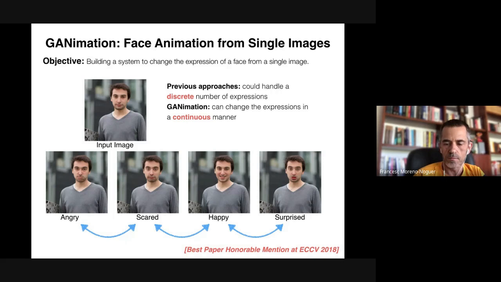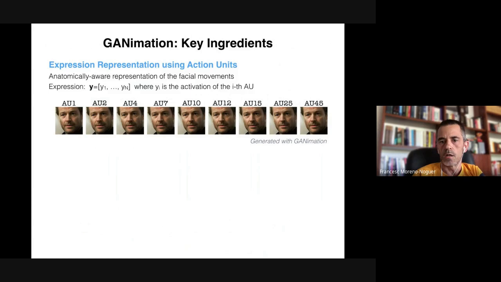And how did we do that? Basically, two main components. As I said before, the representation is very important. So here we represented the expressions using what are called action units. Every expression is represented as a combination of different action units, and every action unit represents the motion of specific facial muscles. For instance, action unit 45 represents the movement of the eyelids, or this one here, the forehead, etc. And now a given expression can be represented as a linear combination of the level of activation of each one of these action units.